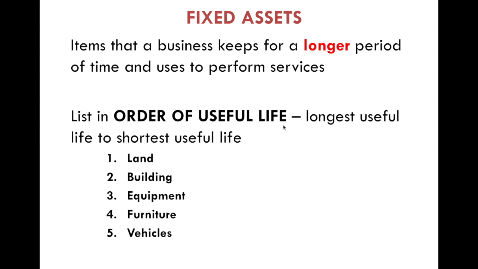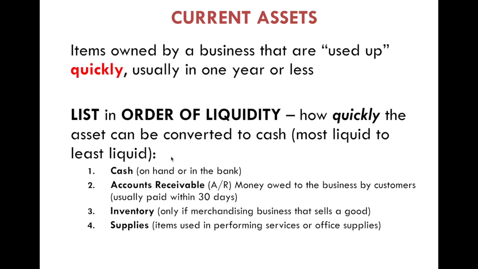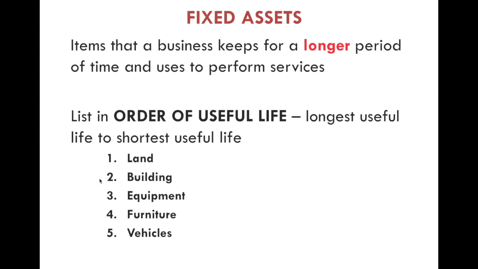And the longest useful life is first. So we're sort of doing the opposite now. With current assets, we list them by how quickly they can be turned to cash. With fixed assets, we list them by how long we can keep them. So it's almost the opposite.